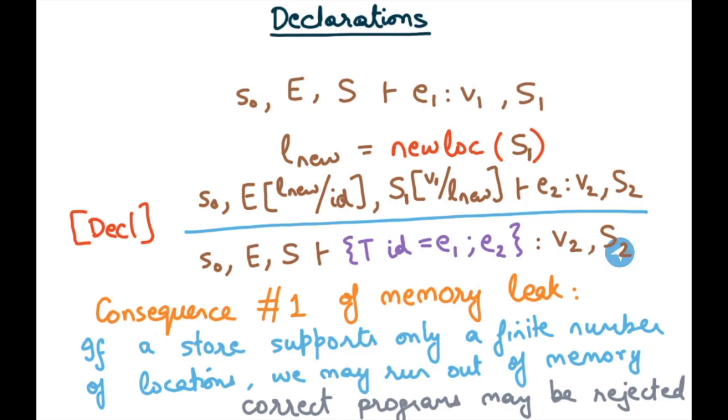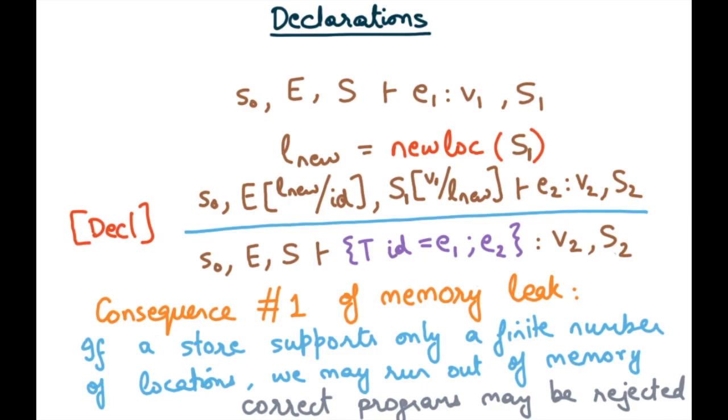For example, if it was a 32-bit memory, then the total number of locations has to be less than or equal to 2 to the power 32. And so if you have a long running program, then these semantics will at some point run out of locations, because we are not destroying the locations. If, for example, I'm executing a for loop that has this block in its body, then we are creating new locations, but we are never deleting them. And so if a store S supports only a finite number of locations, we may run out of memory.